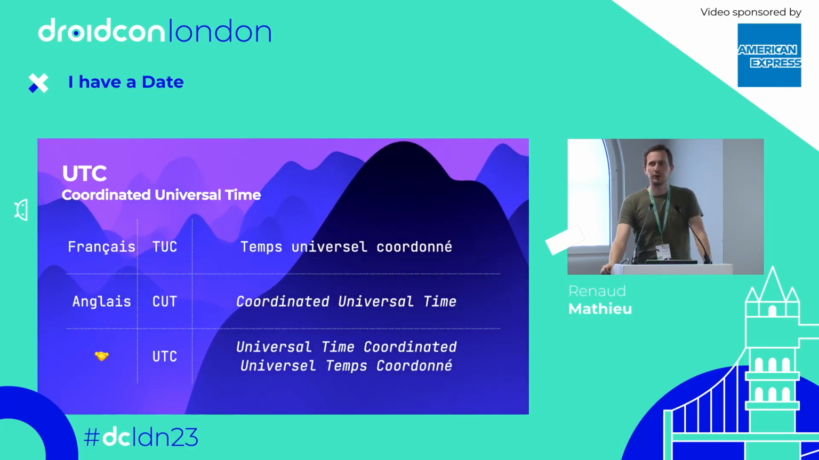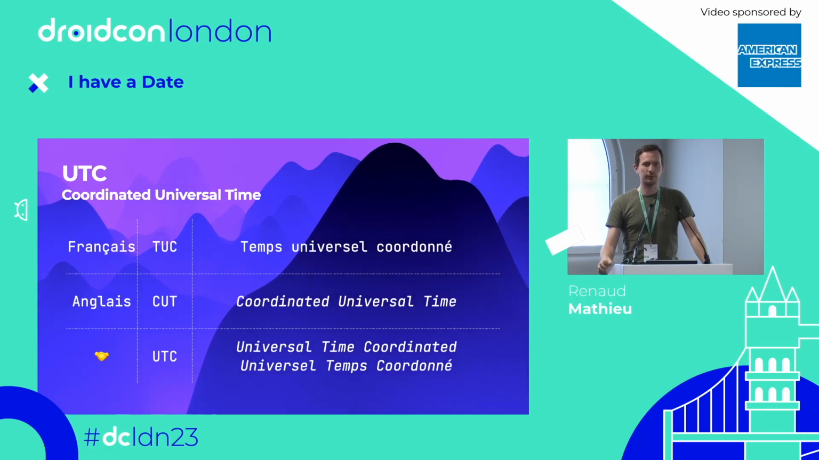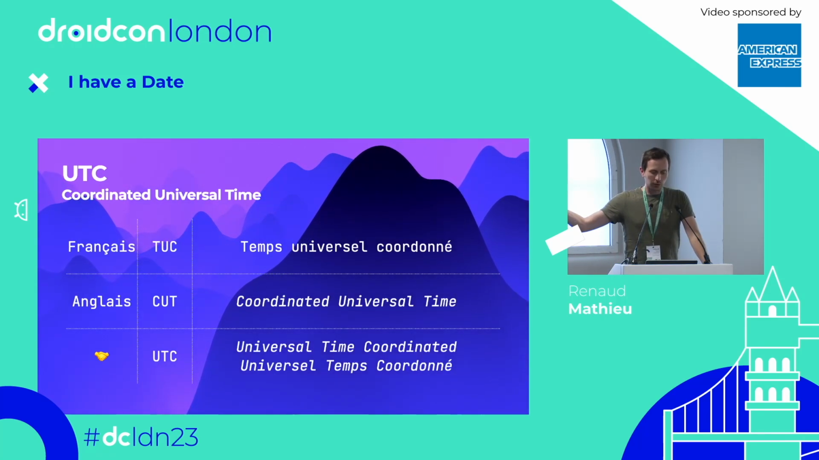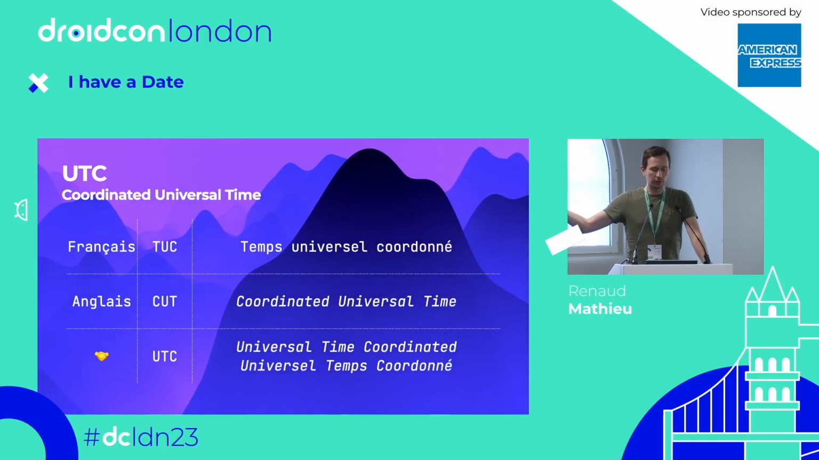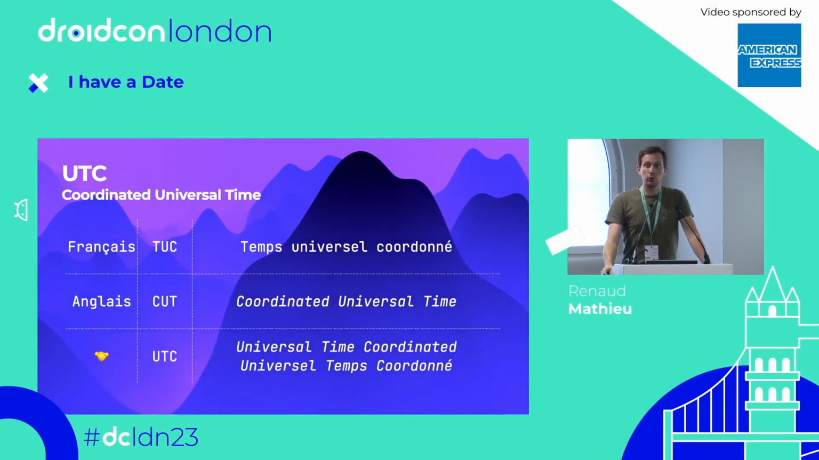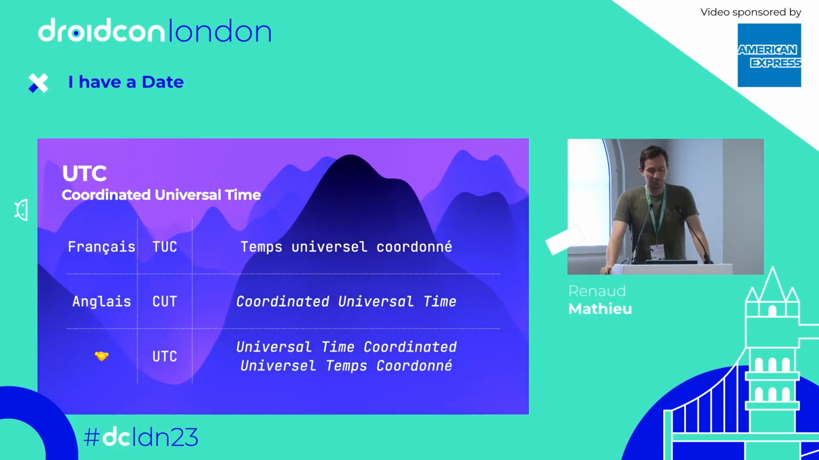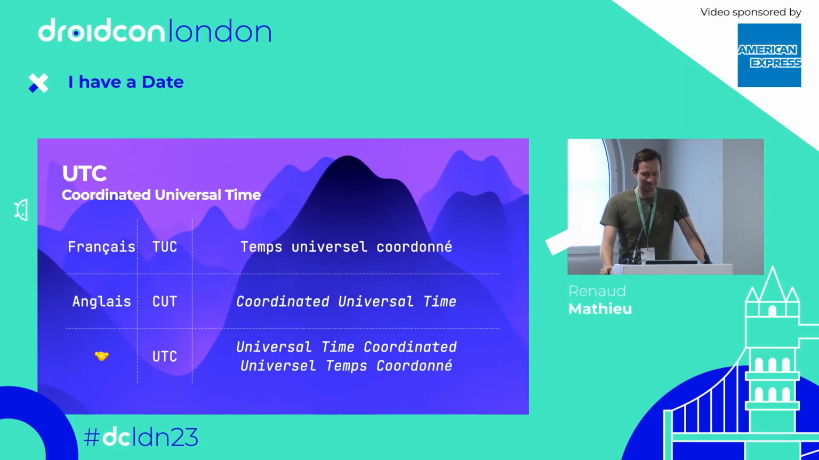Sorry about the fun facts, but I found this very funny. In French, we say TUC, which means Temps Universel Coordonné. In English, it's CUT for Coordinated Universal Time. So people agreed, let's call it UTC, which means nothing in French or English, but let's agree on this. So that was very nice.